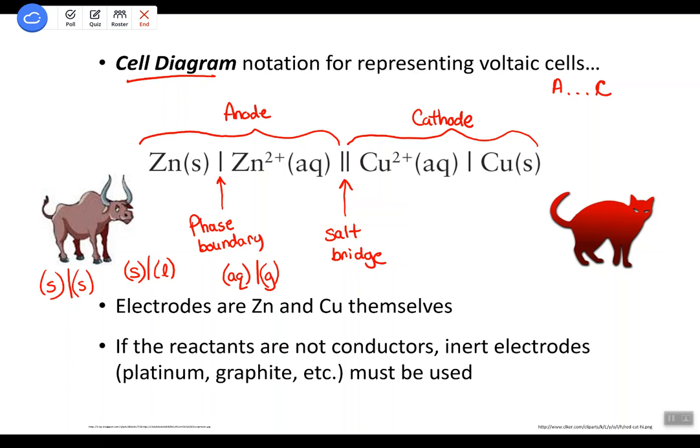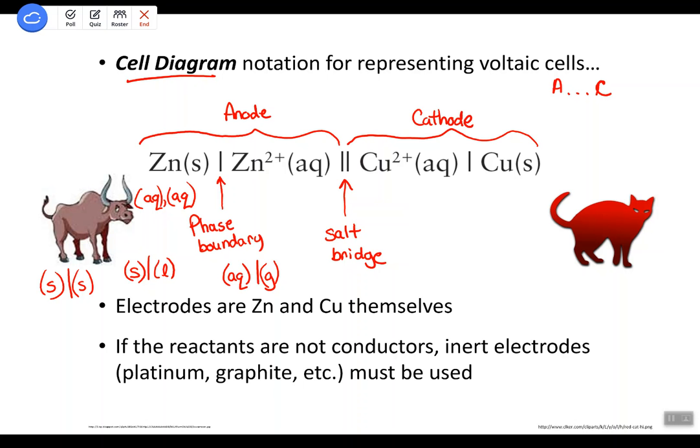Now note that liquid and aqueous can exist in the same solution. So if something is in the same solution, we simply separate them by a comma. So a straight line for a phase boundary, gas to liquid, solid to liquid, but then a comma to separate items that are in the same phase, that are mixed together, like aqueous and aqueous, or aqueous and liquid.